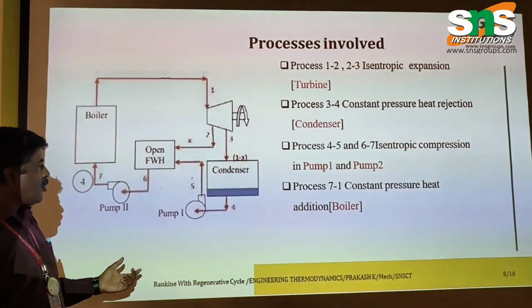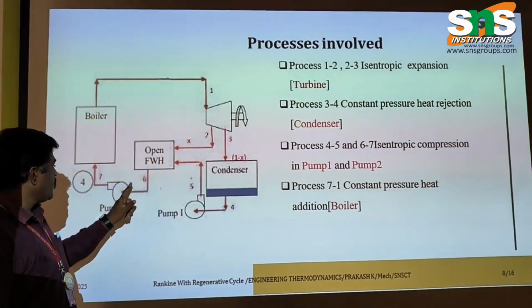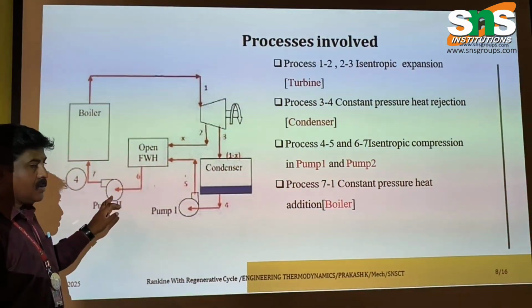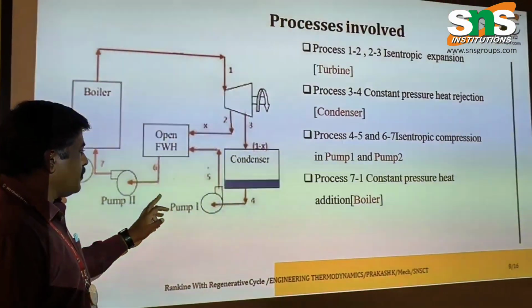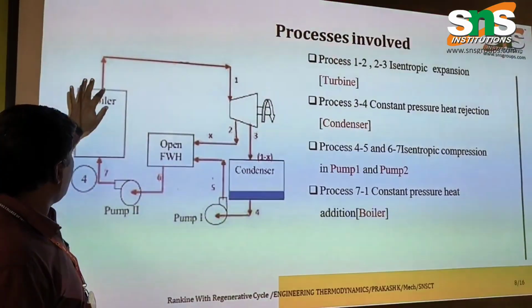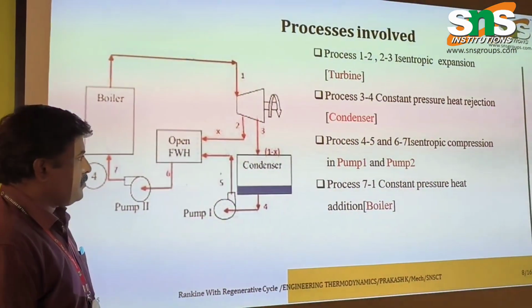Next, 4 to 5 and then 6 to 7. These are pumps, so isentropic compression takes place in both the pumps. And 7 to 1, heat addition takes place.